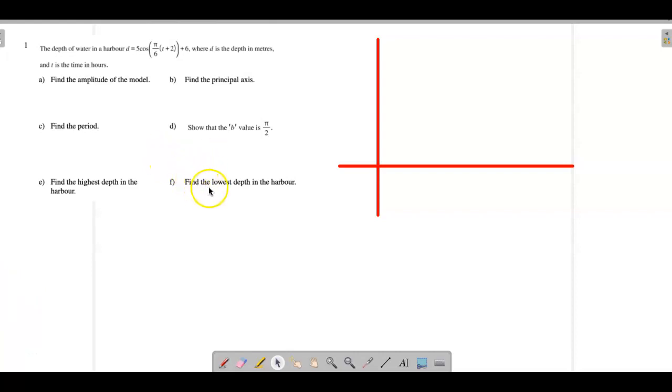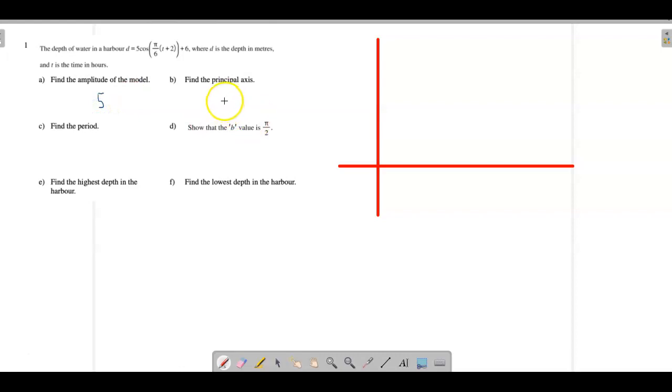We're going to look at some trigonometric modelling here. So basically these are trig curves that we've modelled to real life situations, if you like. We're going to have a look at some of these, and although it doesn't ask us to actually draw the curve, I'm going to draw the curve as well from the information that I've got without using any calculator. So first of all, the amplitude, that's this number here, which is 5.